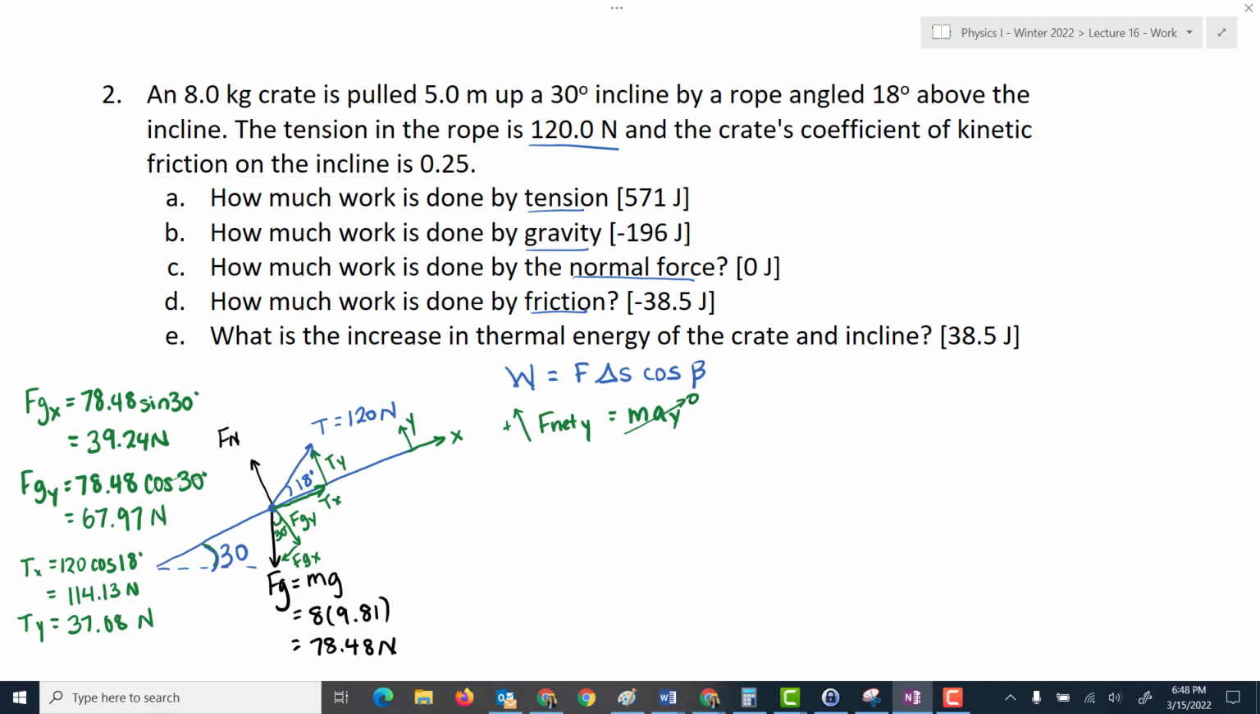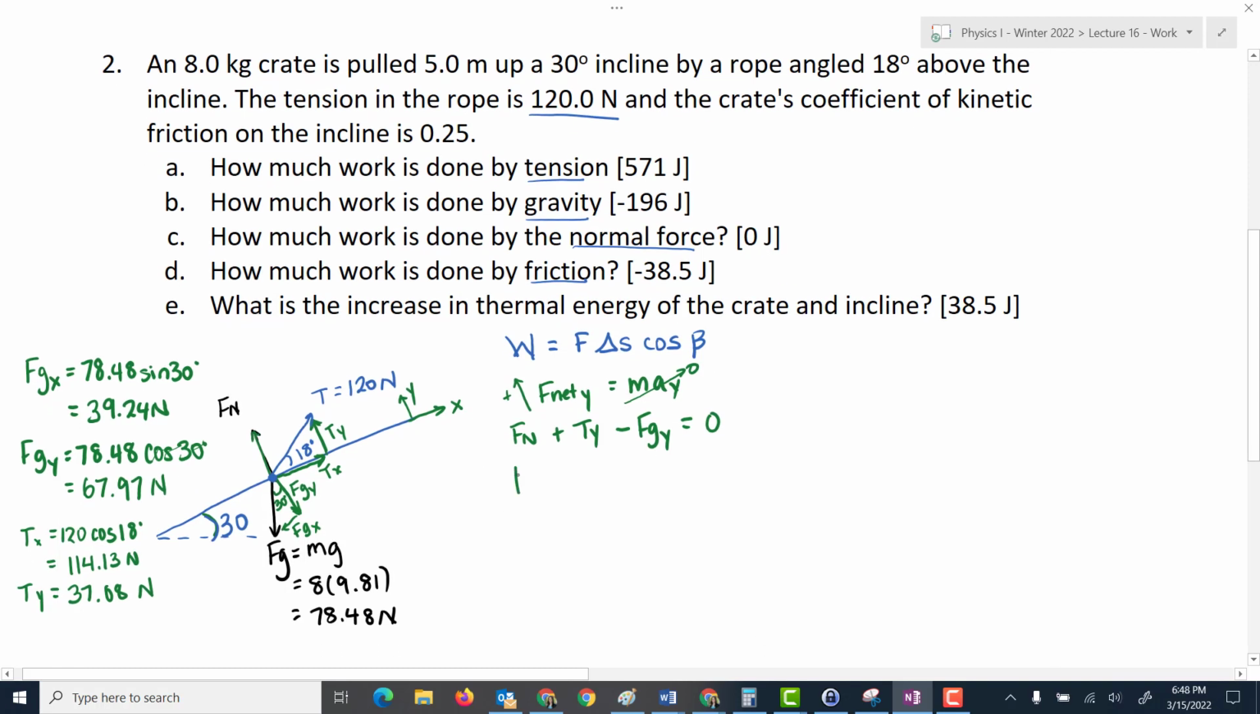So now we're going to write out all of our forces that have y components. We have the normal force, which is acting in the positive y direction, so that's going to be F normal. We have the tension in the y direction, so that's positive. And then we have FGY, which is going in the negative direction, so it'd be minus FGY. Those are the only forces that have y components, so all of those put together have to equal 0.